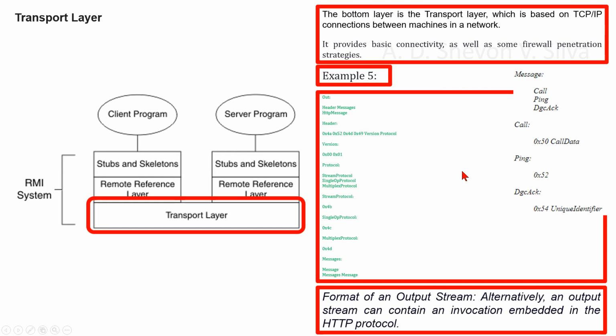There are three types of output messages: call, ping, and DGC ACK. A call encodes a method invocation. Ping is a transport level message for testing liveness of remote virtual machine. DGC ACK is an acknowledgement directed to the server's distributed garbage collector that indicates the remote objects in a return value from the server have been received by the client.